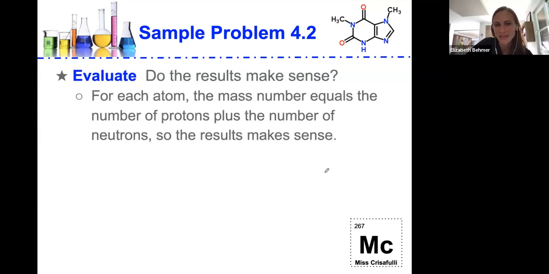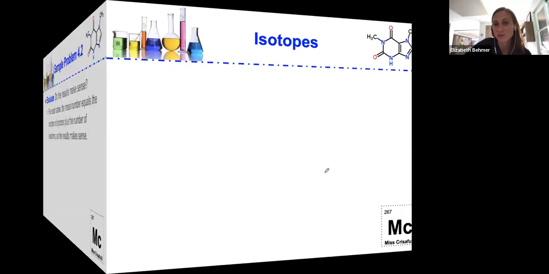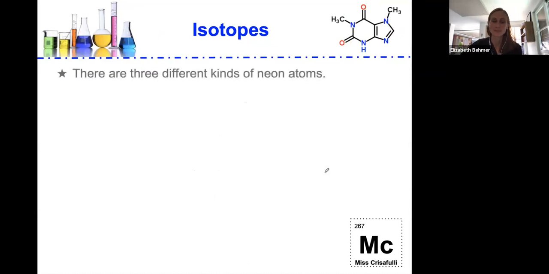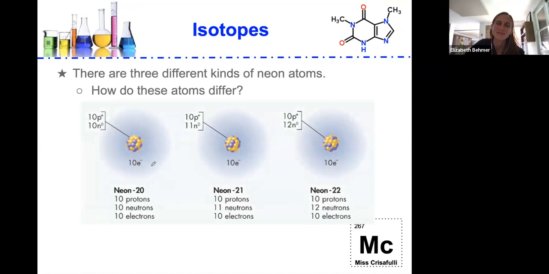The results make sense. For each atom, the mass number equals the number of protons plus the number of neutrons. Let's move on to isotopes now. There are 3 different kinds of neon atoms. And how do these atoms differ? They differ in their number of neutrons, as shown here, and that makes them isotopes. So when atoms differ by their number of neutrons, that will make them isotopes.